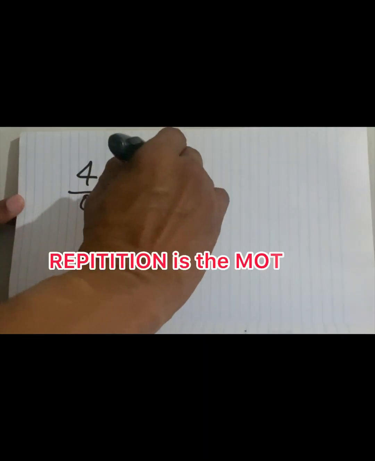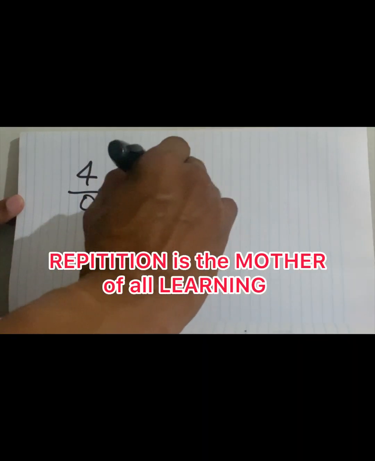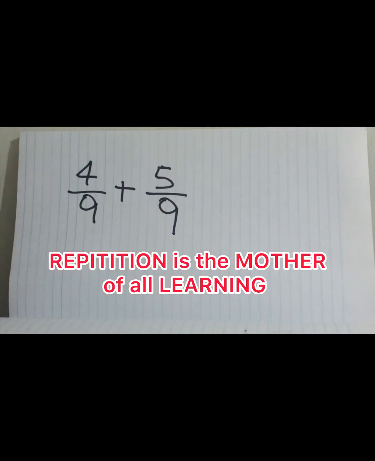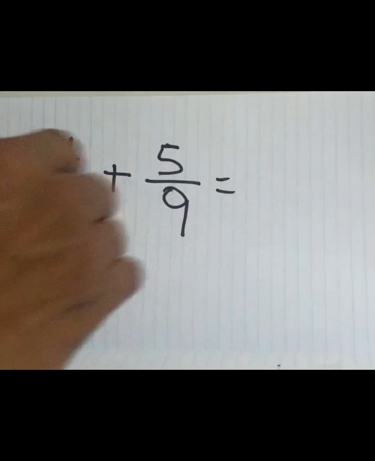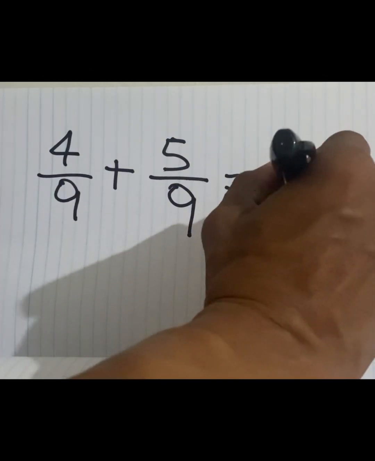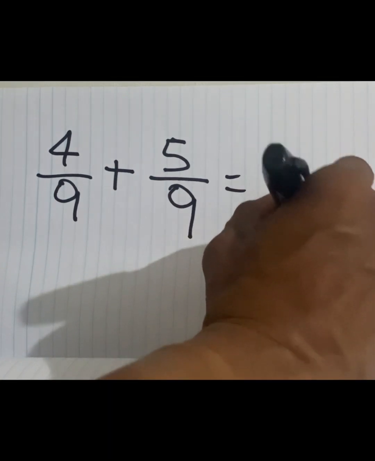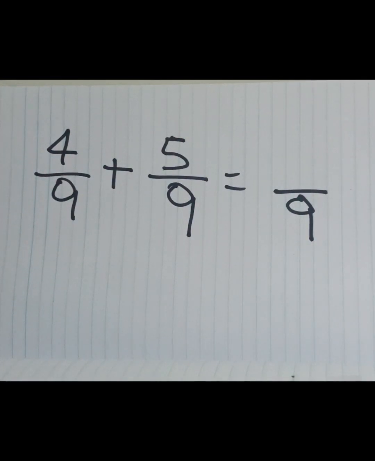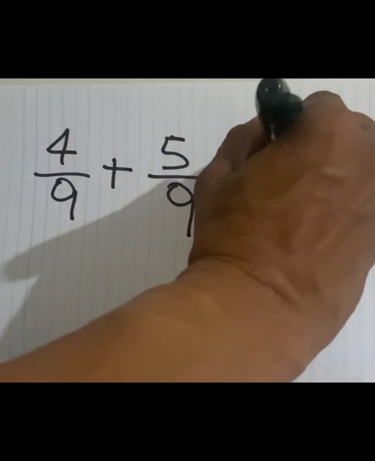All right, let's look at another, because they say practice makes perfect and repetition is the mother of all learning. All right, we have our denominators being the same, which is 9. So we can always put this back because that number will not change when we're adding fractions. So we'll just add our numerators. 5 plus 4 equals 9.